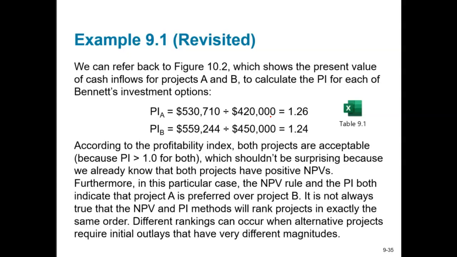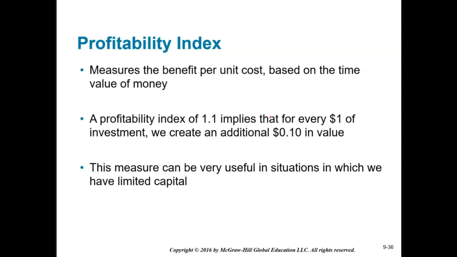So let's summarize the profitability index. Profitability index measures the benefit per unit cost based on time value of money. So we can say that a profitability index of 1.1 implies that for every $1 of investment, we are creating an additional $0.1 in value. So this measure can be very useful in situations in which we have limited capital.